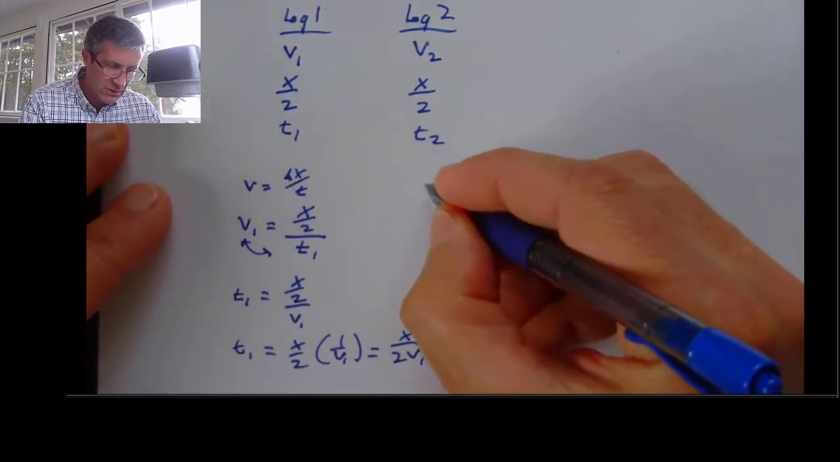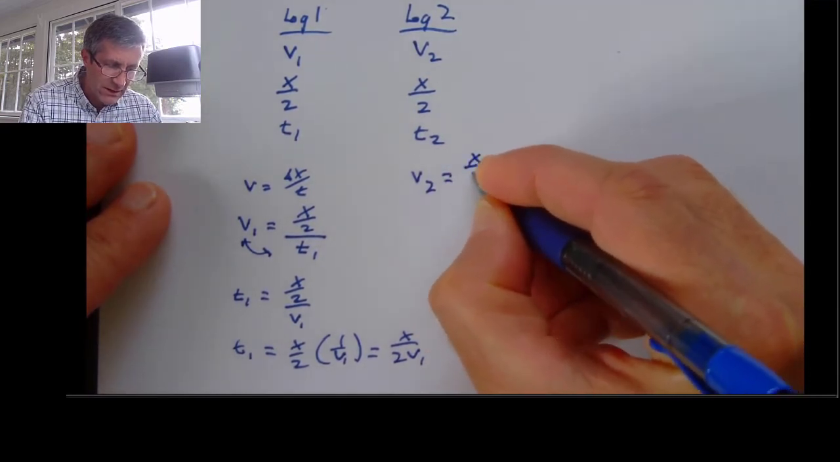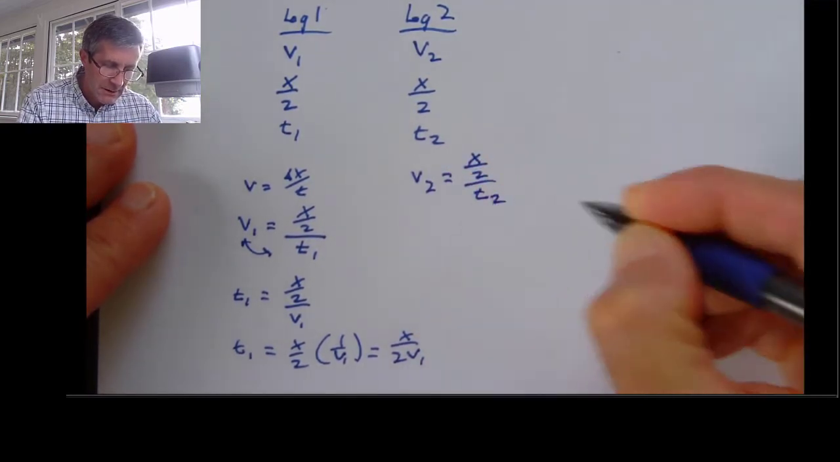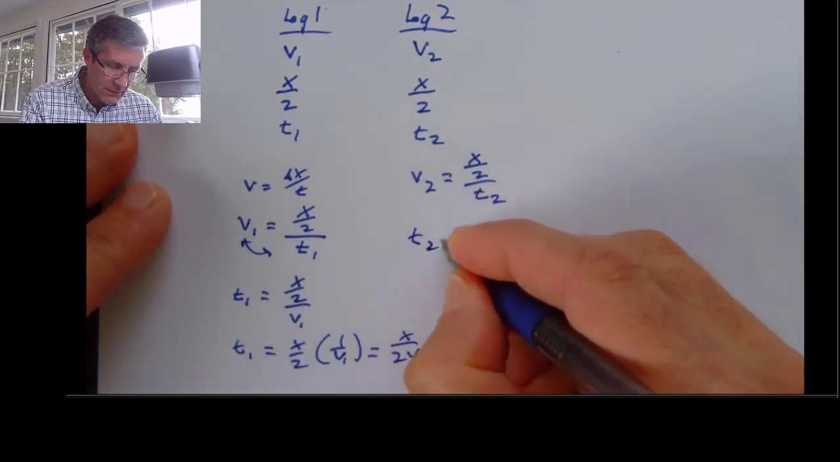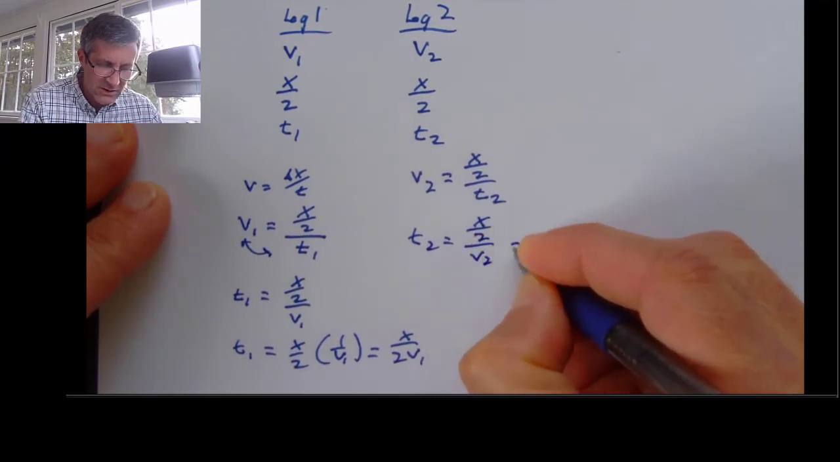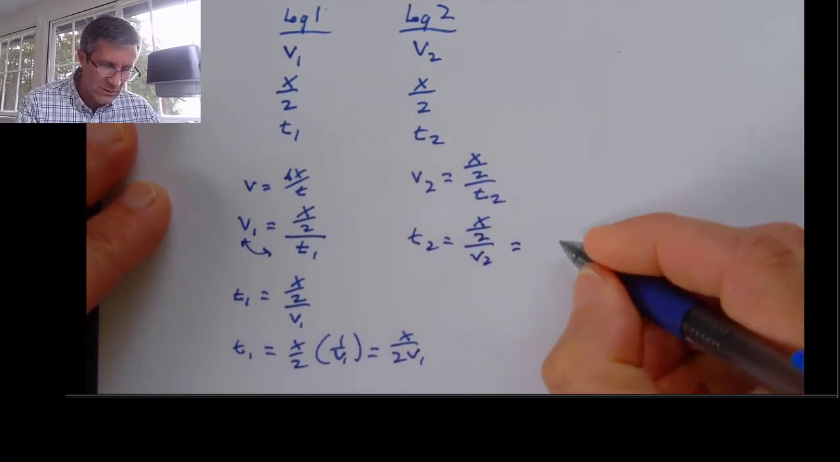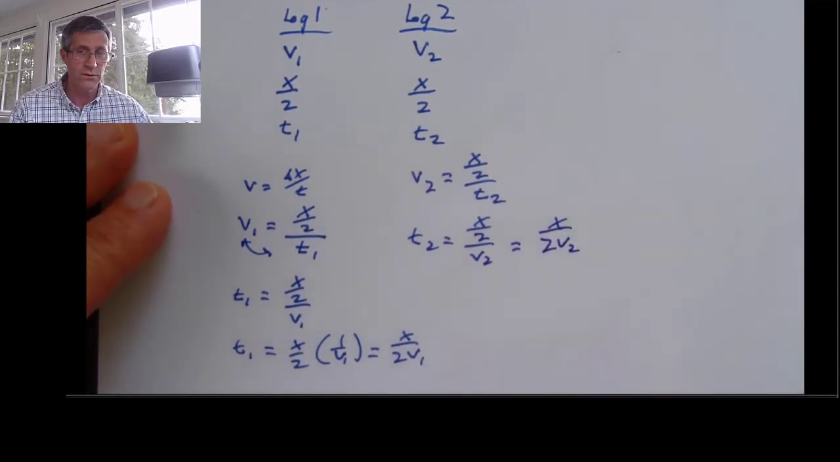I'm going to do the same sort of thing. My velocity for part 2 is equal to my distance traveled divided by the time, whatever that is. I'm going to get time by itself, and this is going to be x over 2 divided by V2. Then I simplify this to say time 2 is x over 2V2. So these are pretty similar. Hopefully you've gotten the same thing from doing the same math.